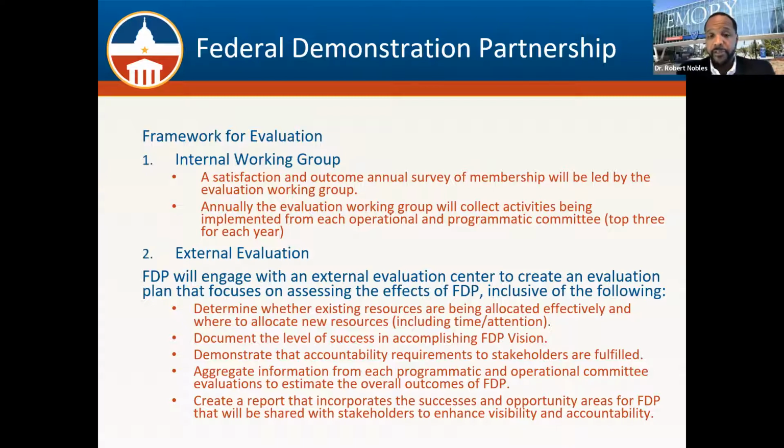Part of that is how many demonstrations we've been able to carry out or have planned, membership, et cetera, the data that we're talking about in terms of participation, caucusing, et cetera. And then there's this other component related to external evaluation. And this is the ask on the table to this group, is that through the process of planning FDP's evaluation, it became necessary to engage an outside evaluation center.